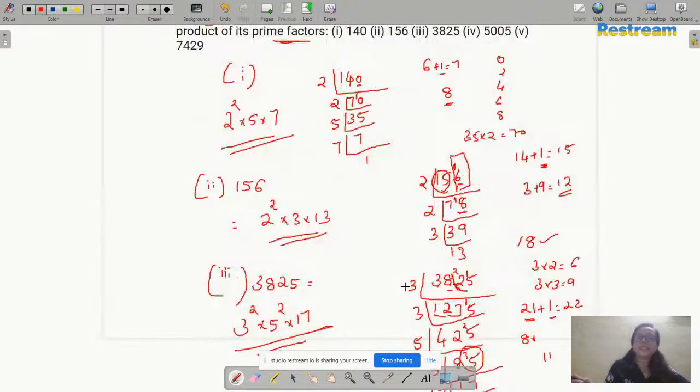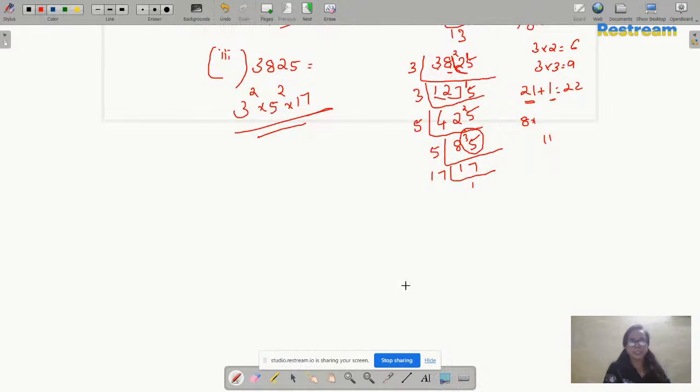Now I'll take 7429. Okay. Now the fifth question. Fourth question, all of you do that. Fourth question is 5005. I'm just writing the answer here. If anyone doesn't know the answer, 5 into 7 into 11 into 13, right? This is the prime factorization of 5005. This is the fourth question. Okay. Now the fifth question. What is the fifth question here? 7429. Yeah, I'm getting the answer here.